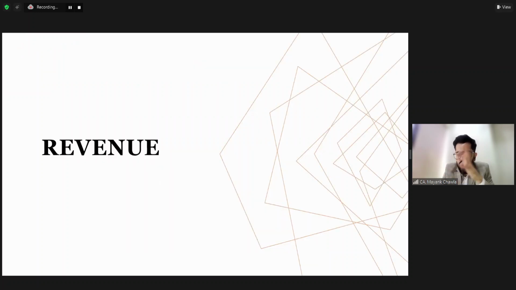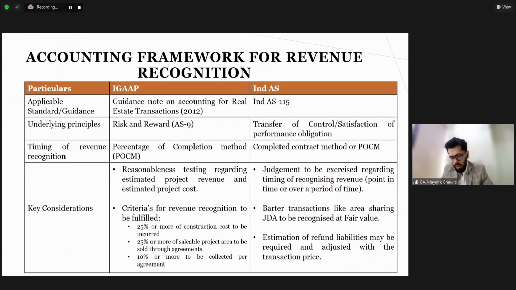So let me just move forward with revenue first. Any business is run for earning revenue, and this is the most important part because most of the transactions in organizations are done for earning this revenue. And it becomes even more important to understand revenue in real estate because there are a lot of judgments involved when it comes to revenue recognition.